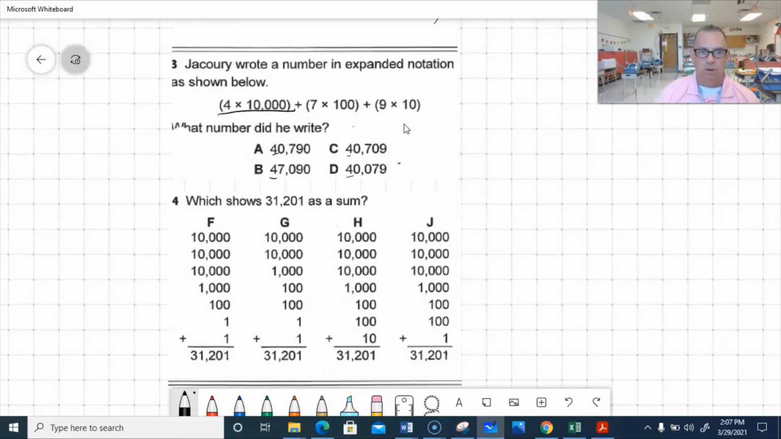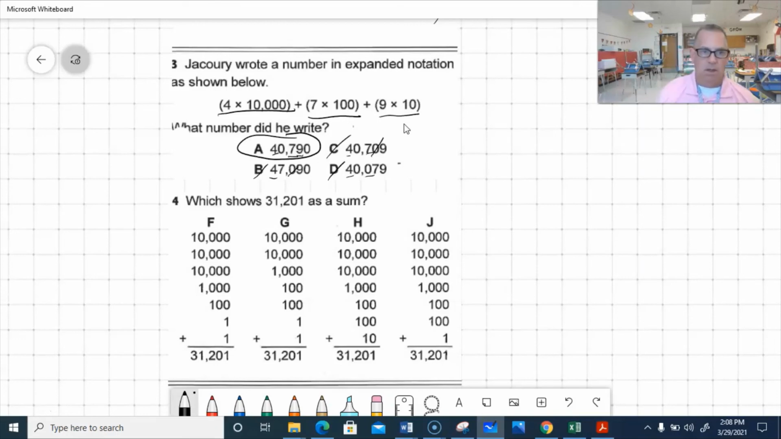Next thing I'll look for is 700s. That one has 700. B does not have 700, so we'll eliminate that one. C has 700, and D does not have 700. So we eliminate D. So now all we're looking at is A and C. Last thing we're looking for is 9 tens. A has 9 tens. C does not have 9 tens, so we'll eliminate that one. So A is our correct answer choice.